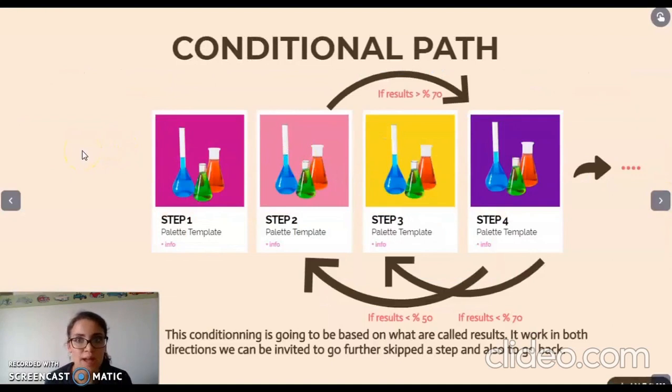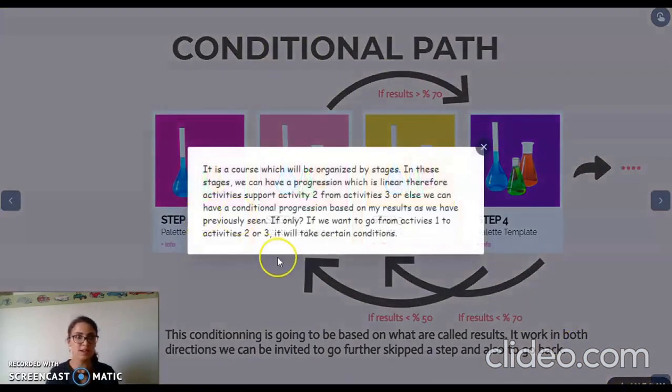The second one is conditional paths. It means it's a course which will be organized by stage. In this stage, we can have a progression which is linear, like the first path, therefore activity two, or activity four from activity three, or else we can have a conditional progression based on our results, as we have previously seen. If we want to go from activity 1 to activity 2 or 3, it will take a certain condition.